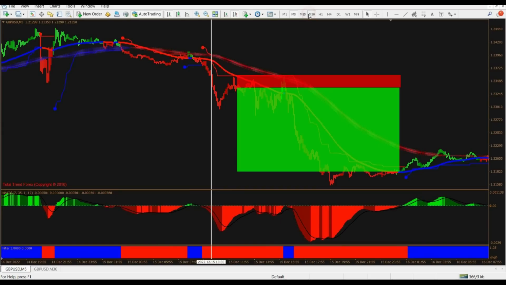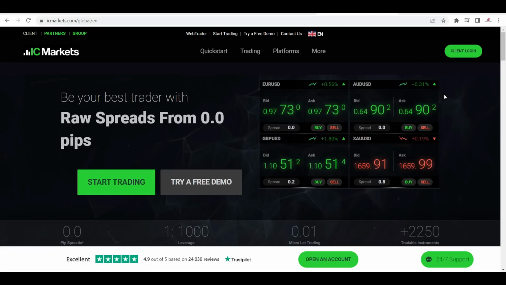And one thing which is very important, which you ignore: as you can see here, the market price is very close to our stop loss. So in such a situation, if you are trading with a high spread, there are high chances that your stop loss will get hit. So I would request you to trade with zero spread.